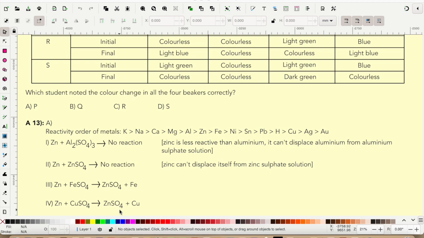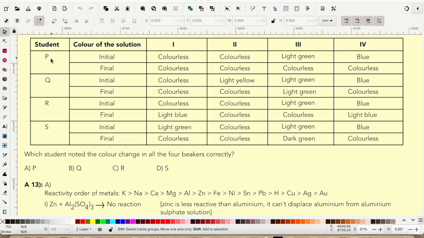So let us see the table once again. Let us see the observation of student P. In the first beaker, he doesn't see any change in color. That is correct. In the second beaker, he doesn't see any change in color. That is correct. In the third beaker, from light green to colorless. That is also correct. In the fourth beaker, from blue to colorless. That is also correct. Means student P got all the observations correct. So option A is correct.